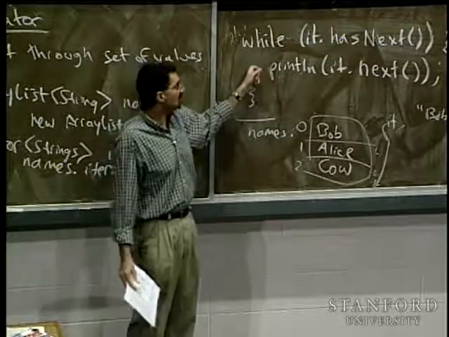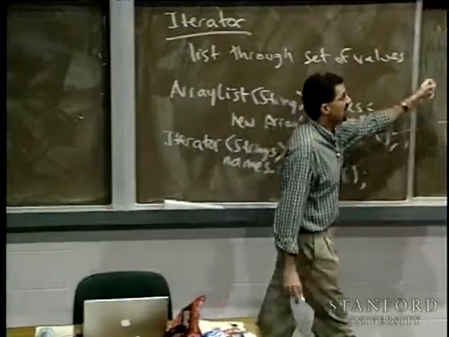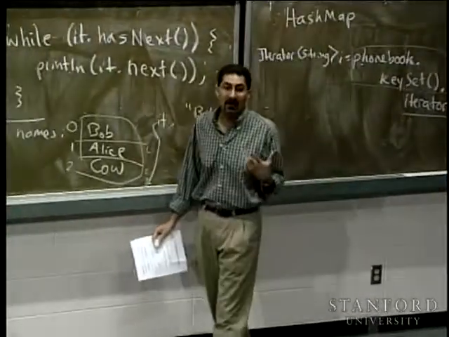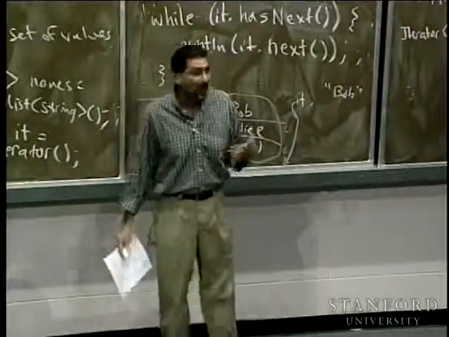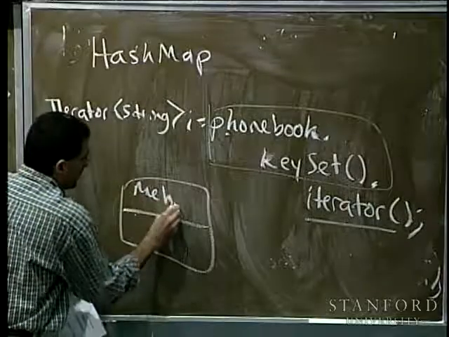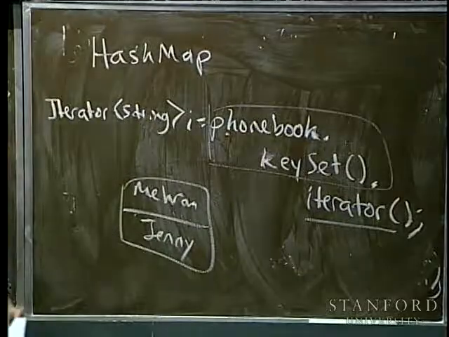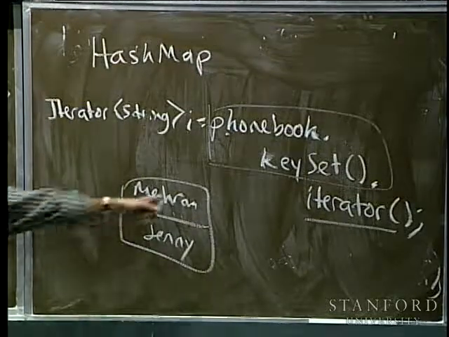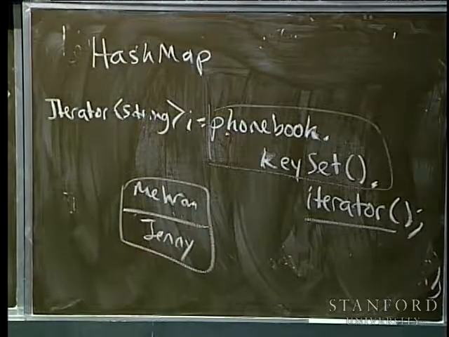Right? So I could use this code on an iterator that was generated from an array list, or I could share exactly that same code for an iterator that comes from the keys of my phone book. So if I had my phone book that had Maron and Jenny in it, what I would get is an iterator that's going to iterate over Maron and Jenny. It has no notion of the actual values that are associated with those keys because the iterator is just over the set of keys, not the corresponding values. Okay? Any questions about that?